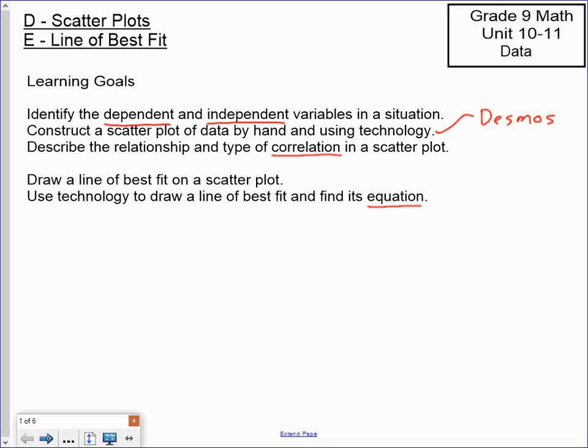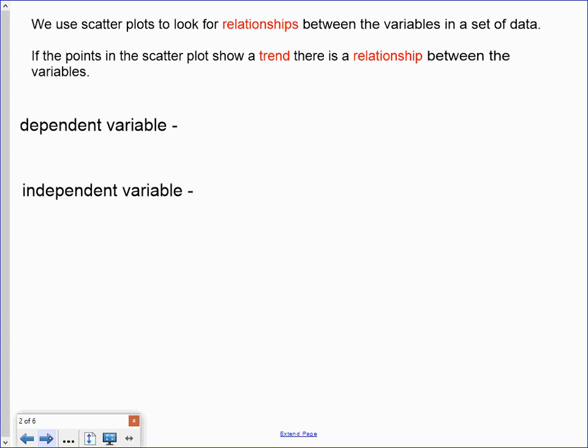So let's take a look first at just some general stuff around scatter plots. We use scatter plots to look for a relationship between the variables in a set of data. So we always have two variables that we're looking at here, and we want to figure out whether or not there is a relationship between them. As one of them increases, does the other one increase? As one decreases, does the other one increase? The way we do this is we take our data, or our variables, we plot them in our scatter plot, and we look for a trend or a pattern in the scatter plot. And that tells us whether or not there is a relationship between the variables.